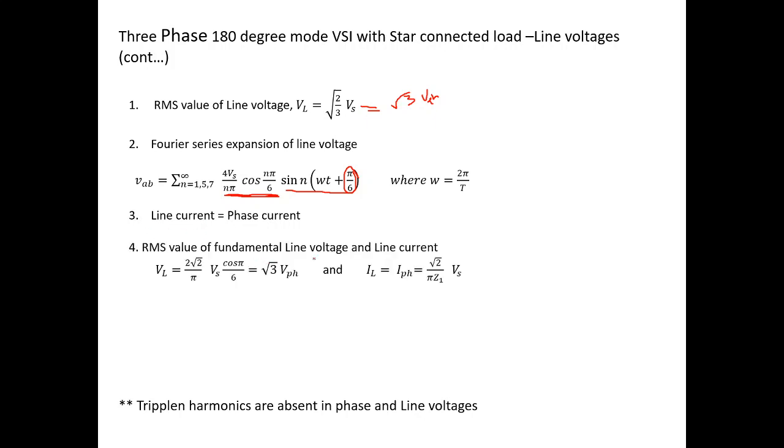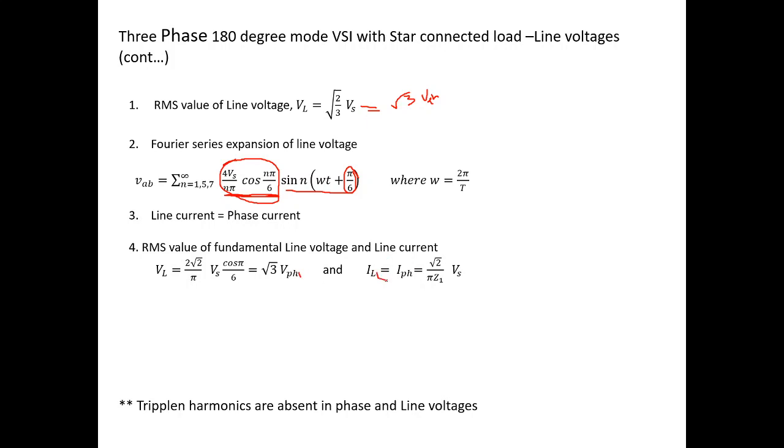RMS value of fundamental line voltage and line current, you can obtain this way. Substitute n equal to 1 and divide the peak value of the line voltage by root 2, and you will get the RMS value. So you will get that it is equal to root 3 times the fundamental phase voltage.